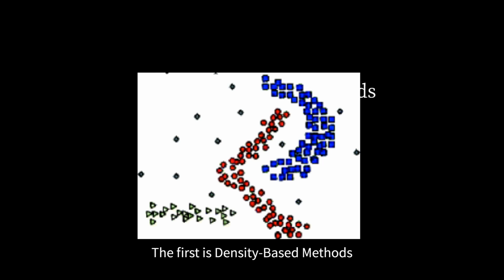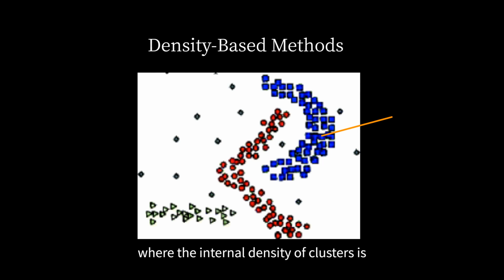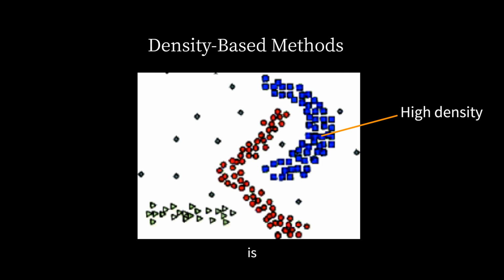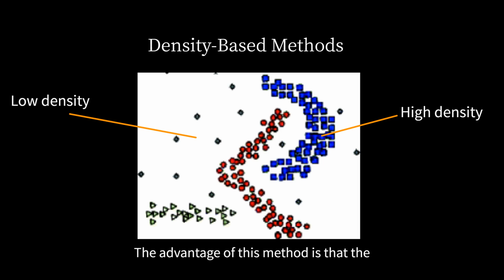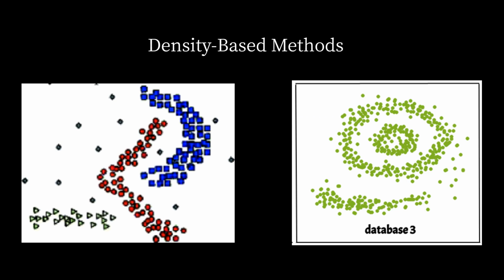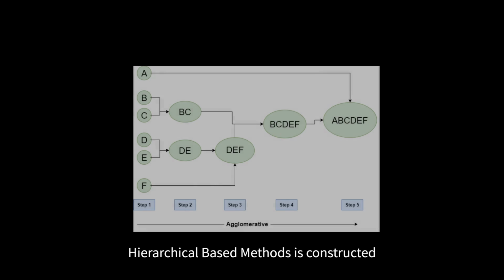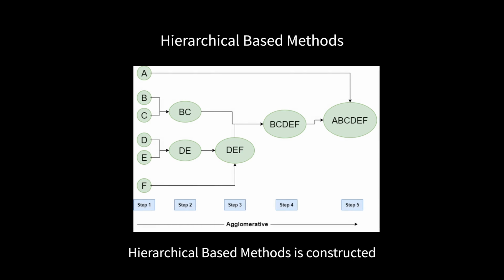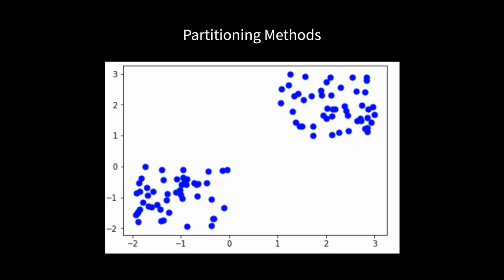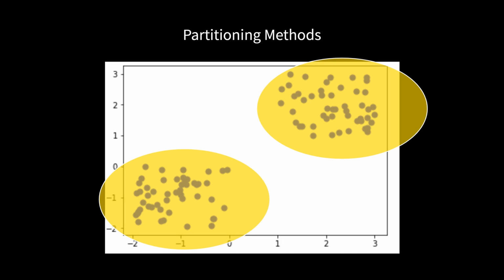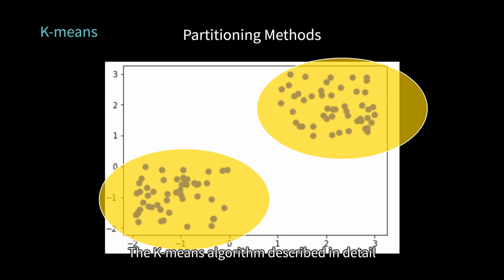The first is density-based methods, where the internal density of clusters is high and the density between clusters is low. The advantage of this method is that the shape of the clusters can be arbitrary, even such. Second, hierarchical-based methods construct a tree-like hierarchy. Third, partitioning methods divide all samples into different categories. The k-means algorithm described in detail below falls into this category.